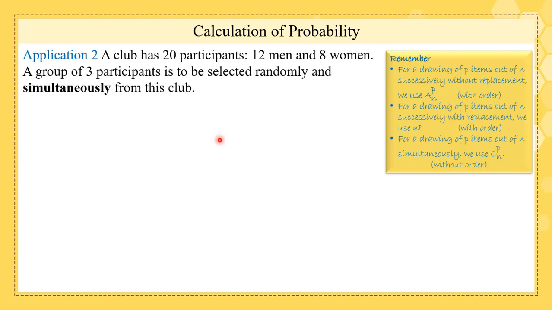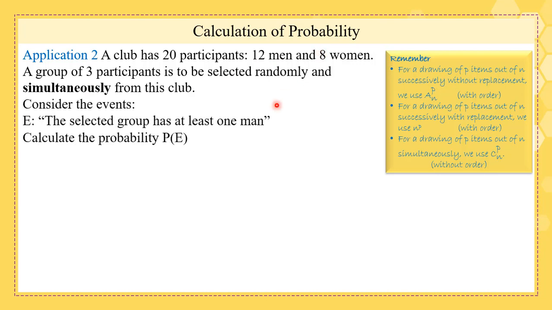Let's see the second application. A club has 20 participants. It has 12 men and 8 women. We need to select a group of 3 participants simultaneously. So we need to select 3 out of 20. Let's see the events. We need to calculate P of E. Try also to do it alone. E is the event where the selected group has at least 1 man.